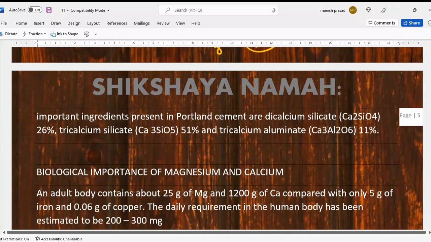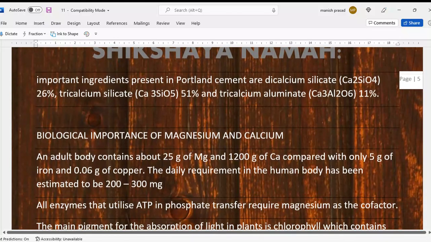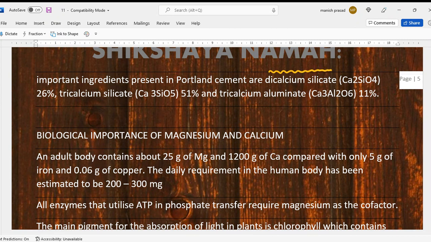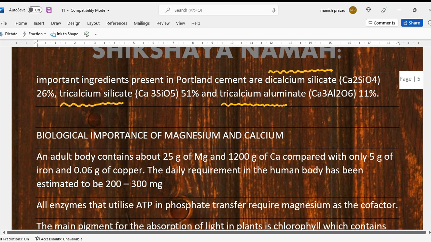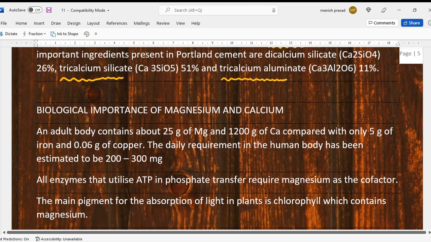Now, the cement that we use, after we mix all of them together, the main constituents are dicalcium silicate, Ca2SiO4, tricalcium silicate, Ca3SiO5, and tricalcium aluminate, that is Ca3Al2O6. Now, metals are important for our body.